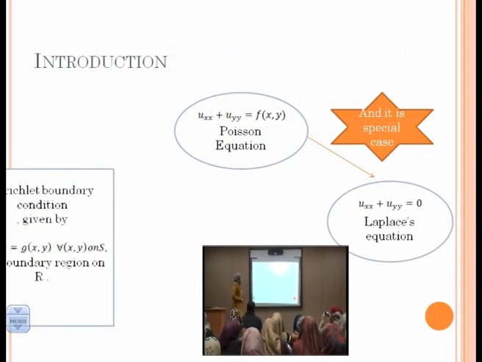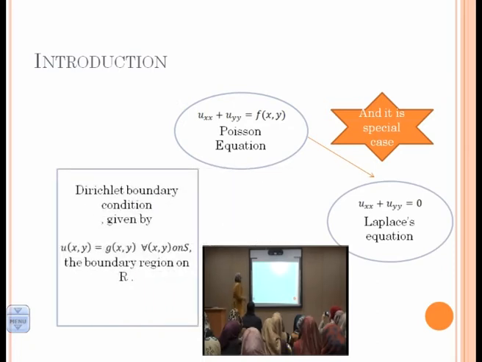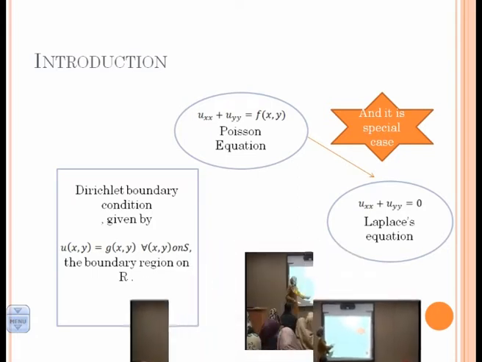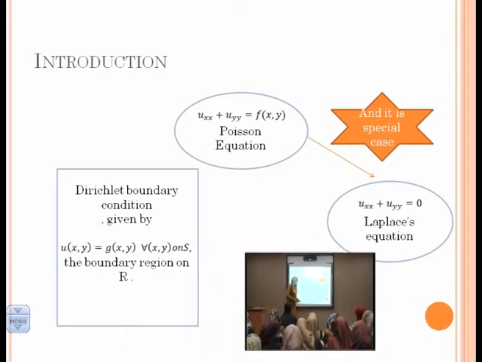Introduction. What do I have to do to solve an elliptic equation by using a numerical method? Here I have the Poisson equation, which is written like u_xx plus u_yy equals 0. This one is called a Laplace equation. I'm going to solve the Poisson equation by using a Dirichlet boundary condition, which is given as u(x,y) equals g(x,y) for all (x,y) belonging to S. S here is the boundary of the rectangular region.